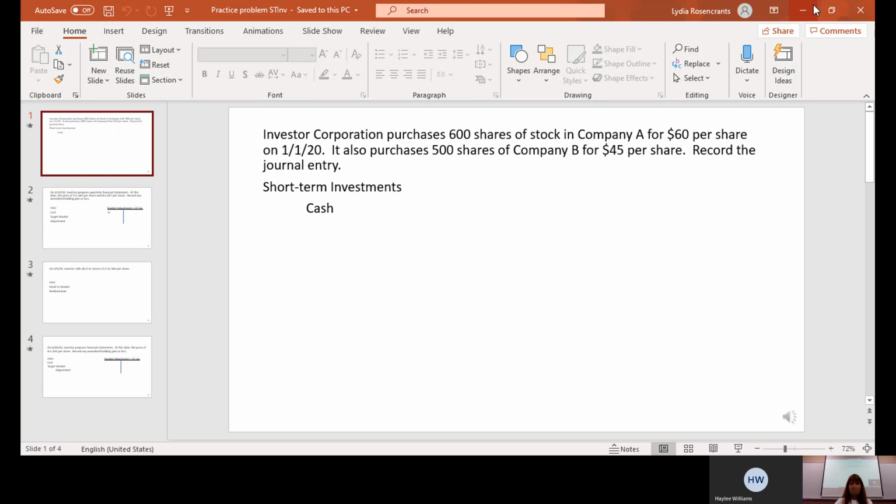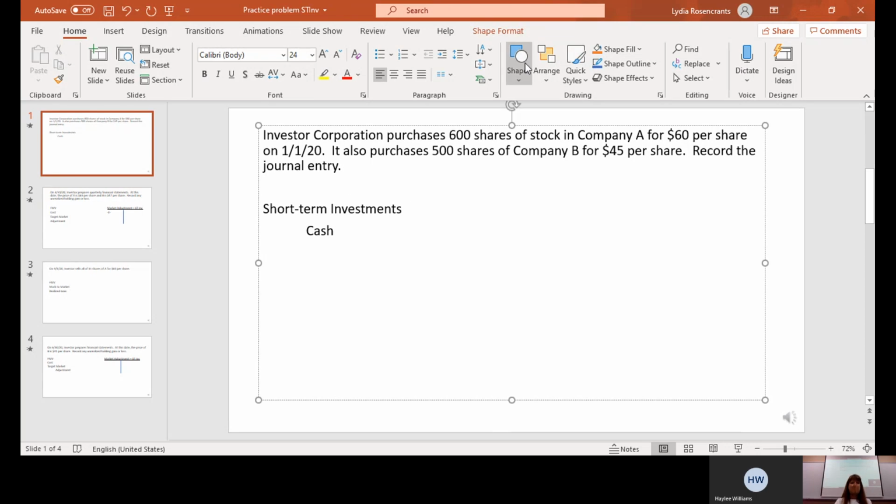Okay, so here is our short-term investment problem. And let me get the numbers so I don't just sit here and start guessing the numbers. That would be fun in my head. All right. So Investor Corporation is going to purchase 600 shares of Company A and 500 shares of Company B. And when they did that on 1/1/20, Company A was selling for $60 and Company B was selling for $45.